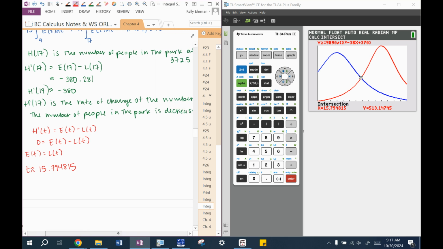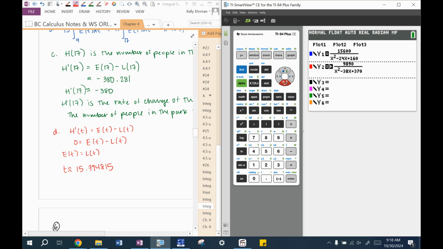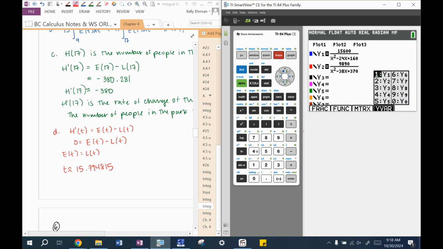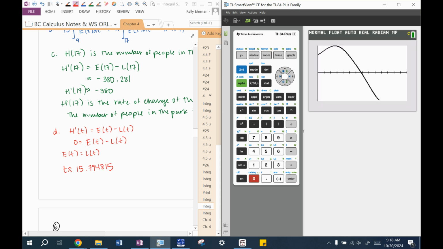And that has to be the maximum because if we're looking at h prime of t, the number of people entering is higher to begin with. And then the number of people leaving is higher in the second part. So if I were to do y1 minus y2, if this is easier to look at, let me turn off these other ones. Zoom fit again. Here's a better example. So h prime changes from positive to negative. That means that h increases then decreases.